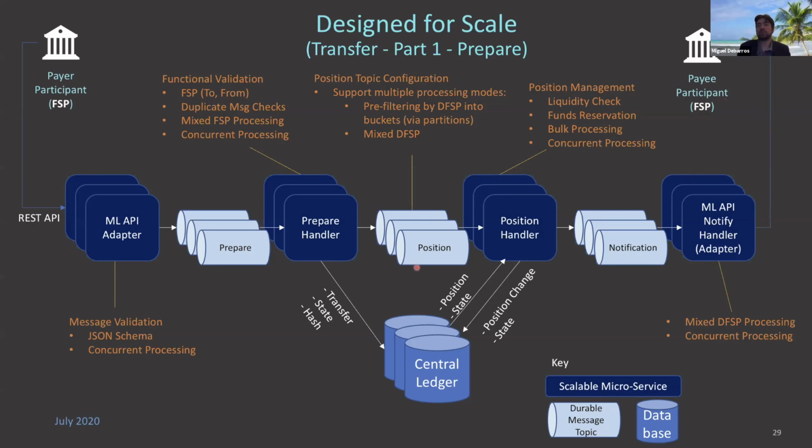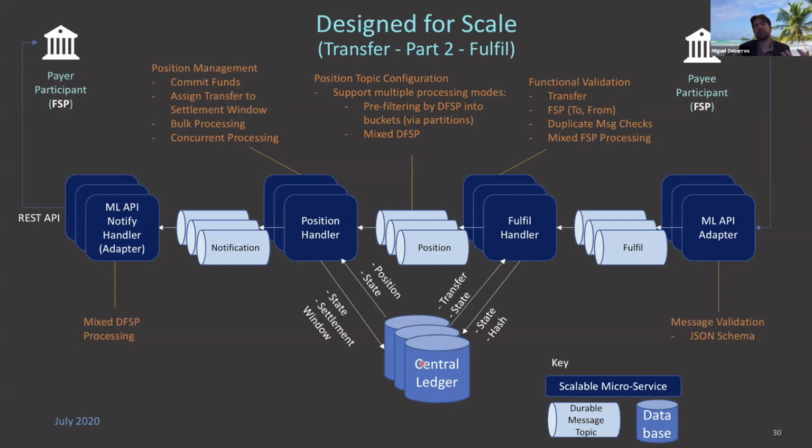And of course, one of the key things is that every single one of these blue boxes, the ML API, the prepare handler, the position handler, etc., they're all microservices, they're all scalable. So you're able to basically ensure that you're able to operate the Mojaloop switch at a level that you need based on your performance requirements. Of course, we also chose Kafka to make sure that we have durable messaging, etc. And you'll get a bit more detail in terms of what database, at least in the open source, that we're using in further slides down below.